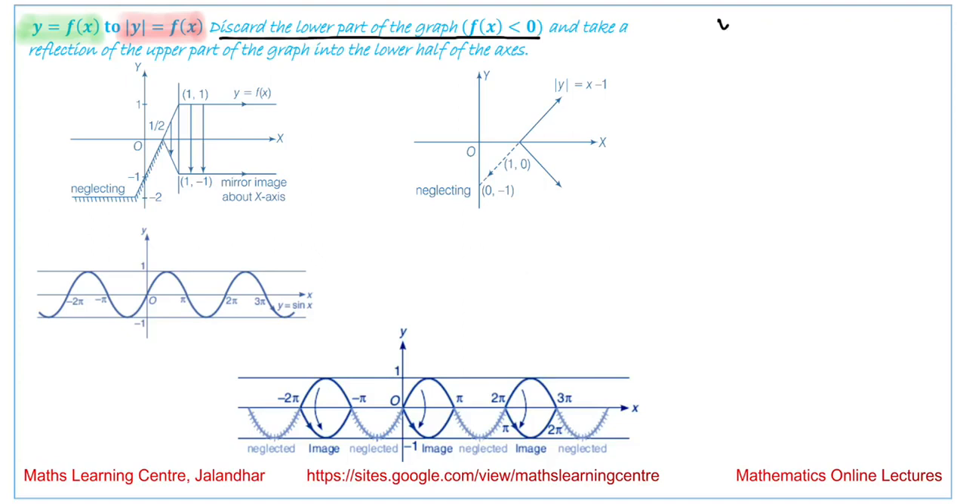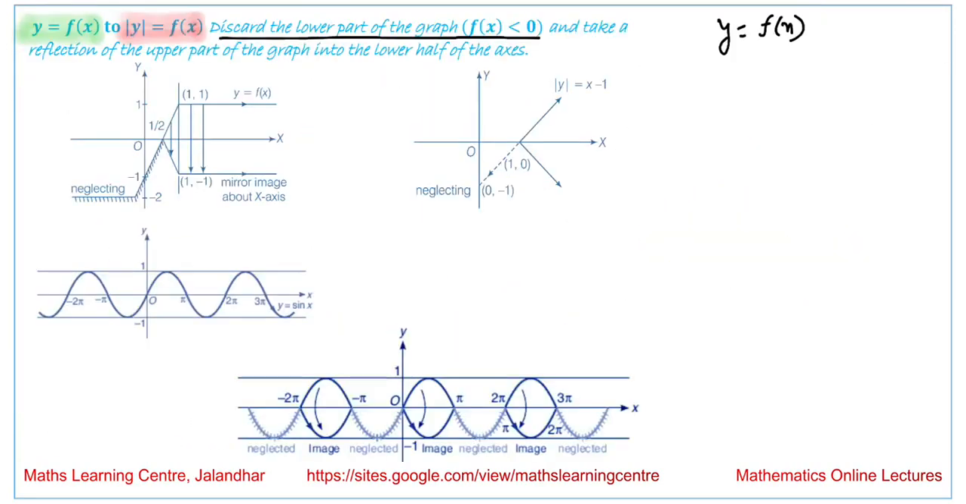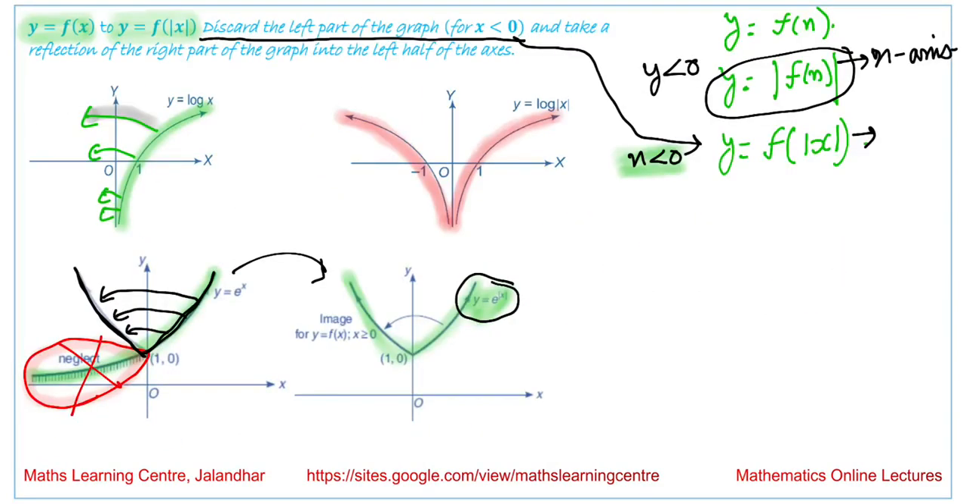When y is equal to f(x) is given, and we have to plot the graph of y is equal to f of mod of x, then what we have done is neglected the part of the graph for which x is less than 0, and taken the reflection of the right part of the graph into the left-hand side of the axis.